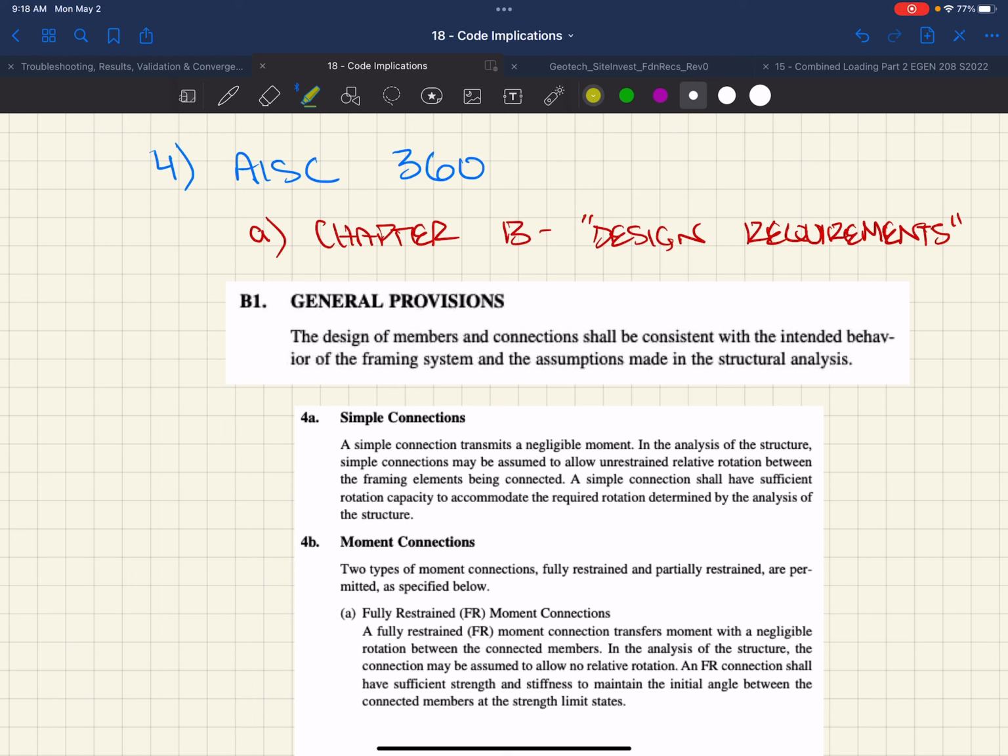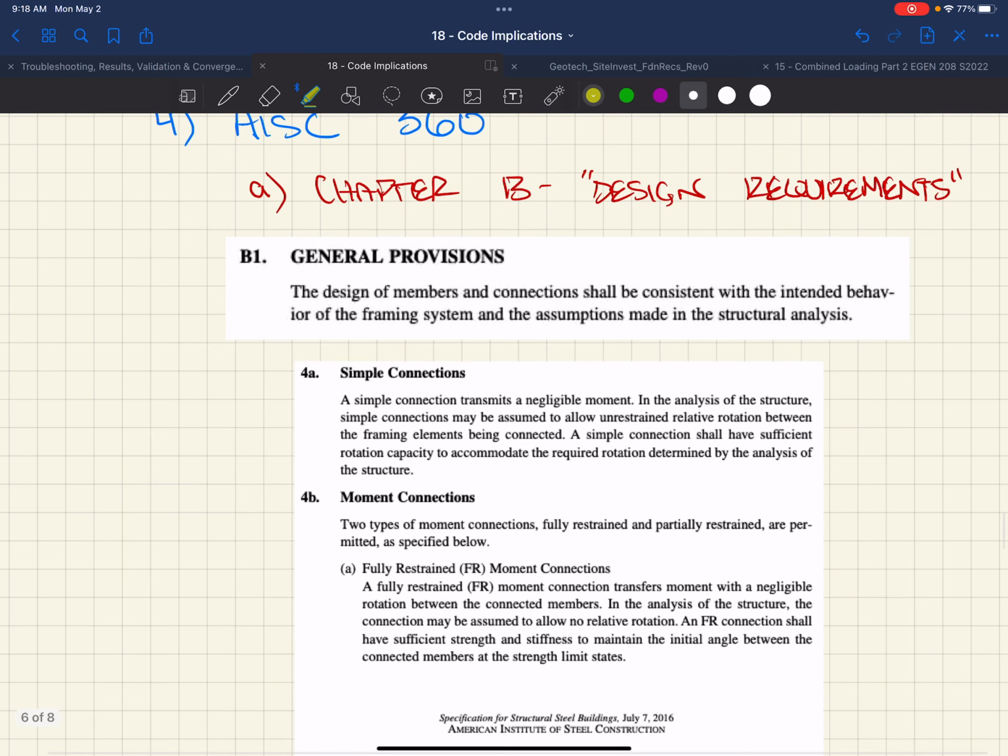AISC 360. Okay, steel. Now we're getting into the good stuff. All right, chapter B, design requirements. They have an entire chapter over design, right? It talks about design. They have some really nice descriptions of what simple connections mean and the assumptions that we make. Simple connections shall have sufficient rotation capacity to accommodate the required rotation determined by the analysis of the structure. Okay, what does that mean?